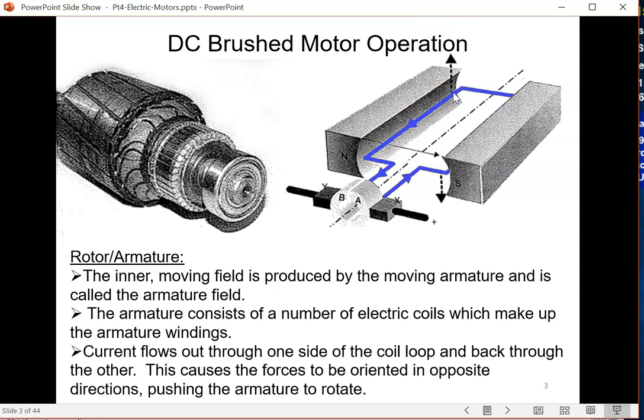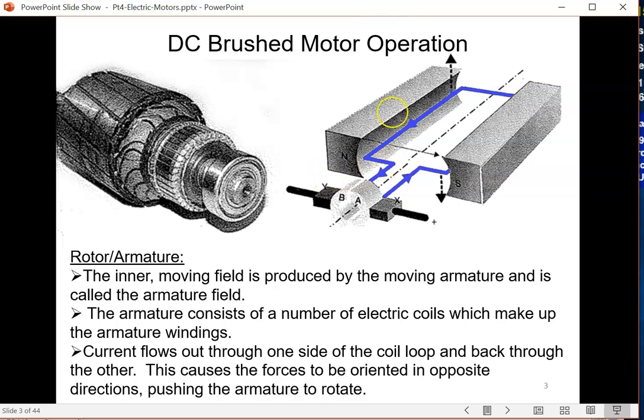This side moves up, this side moves down. Eventually, they will move out of the magnetic field produced by this. But as I said before, we have more than one armature coil on this stator, so they are positioned in different angles. So the next coil will come into that magnetic field and produce force that will continue to rotate the stator.